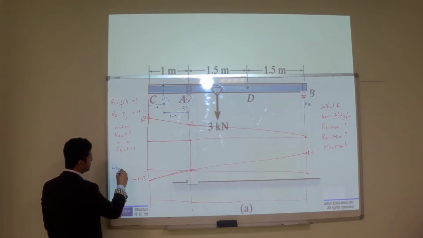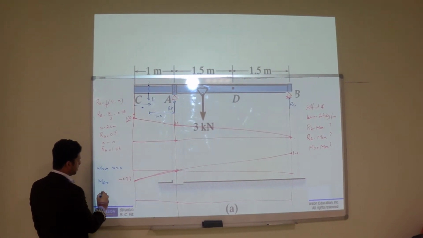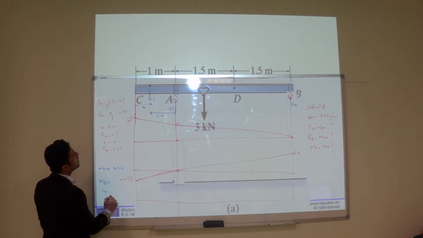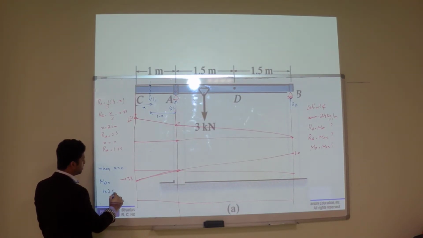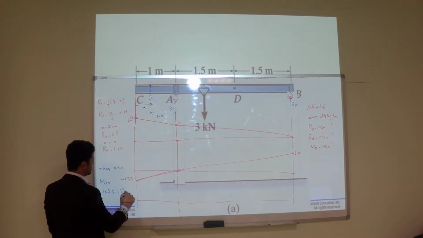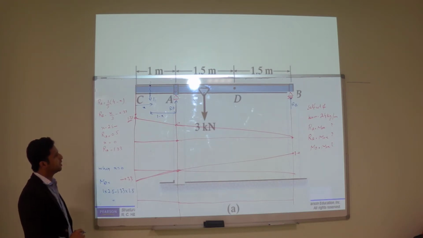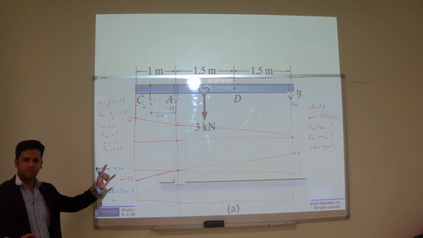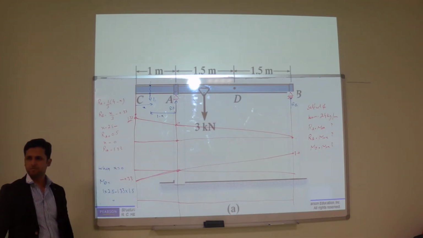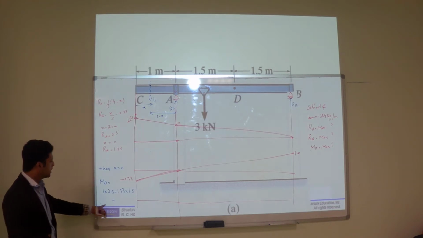How much will be the moment at point D when x is 0? It's very simple. Your load is here. So 1 into how much? 2.5 minus reaction 1.33 into 1.5. So what is the answer? Teacher, also RB? RB no. We are just using a section from left. If you want from RB, okay. What is the answer?